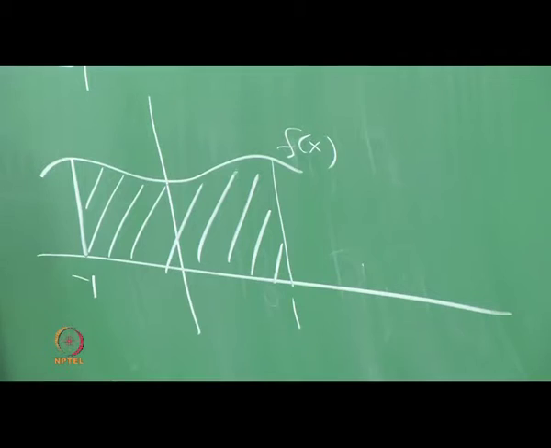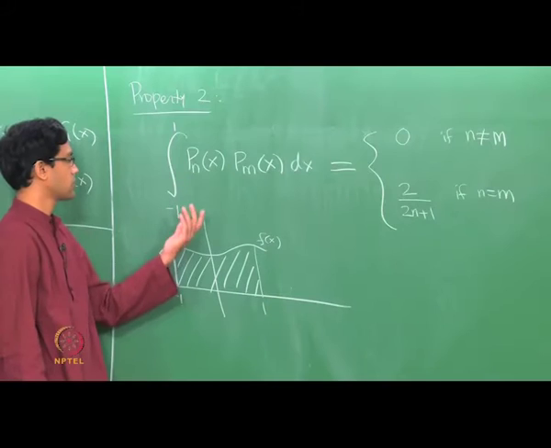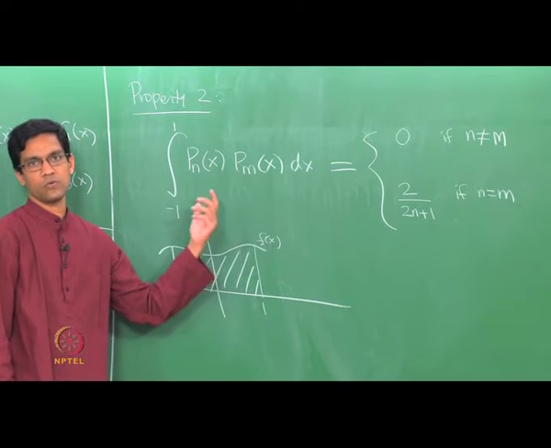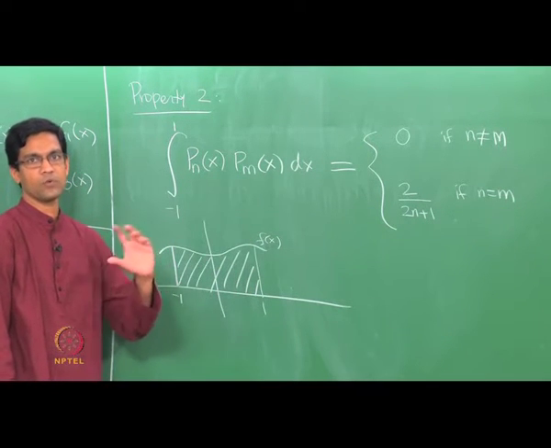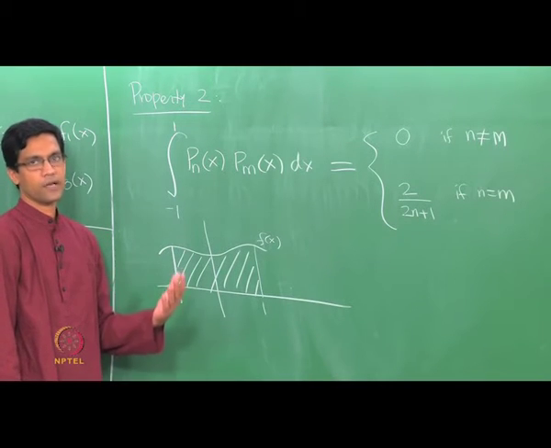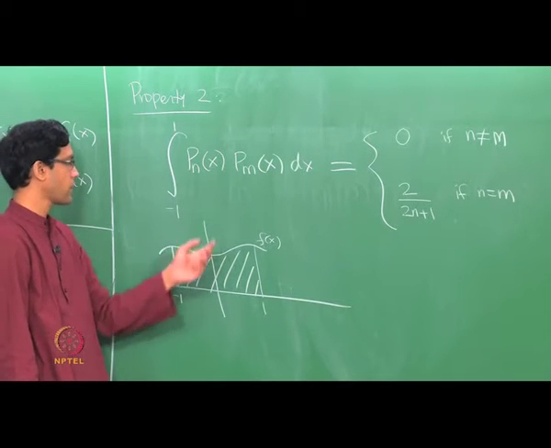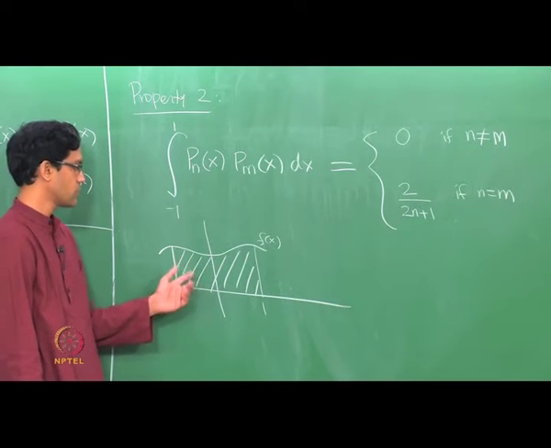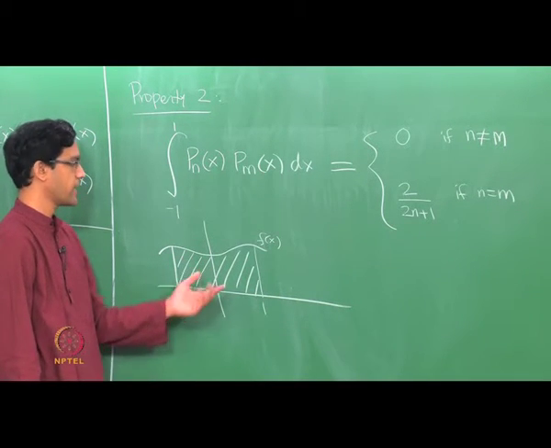So the integral is nothing but the area under the curve, and what this property of the Legendre polynomial says is, if you take two different Legendre polynomials, n is not the same as m, and you try and compute their product and compute the area, it is always 0. Okay. By 0 is meant, so how can the area be 0?